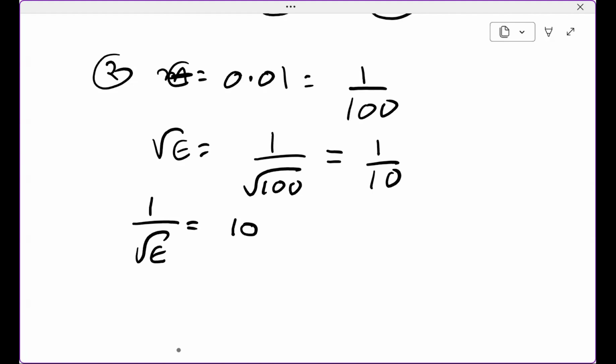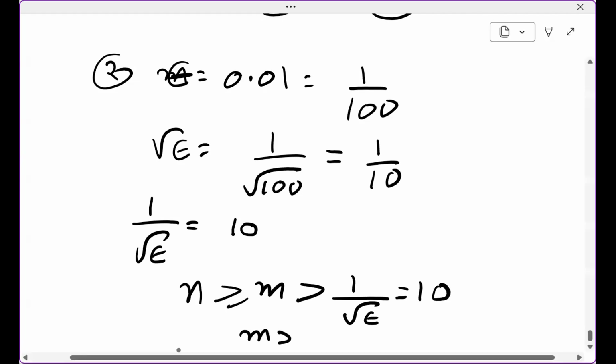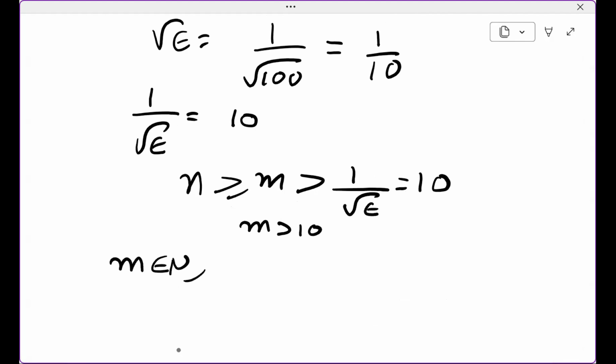So let us go for this. I want what is the relation? N should be greater than or equal to M. M should be greater than 1 by root epsilon. That is 10. 1 by root epsilon, I got it. That is, M should be greater than 10. So depending on the question, whoever sets the paper. If M is given to be a natural number, then this will be specifically given to you. What are the values? 11, 12, and so on, natural numbers greater than 10.